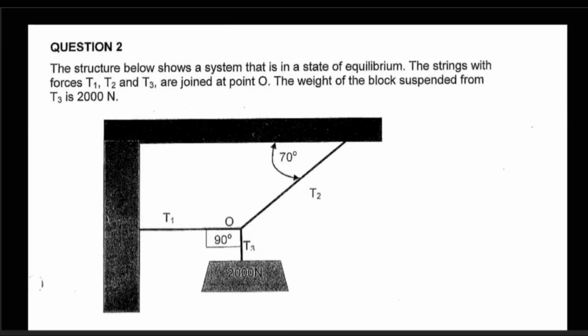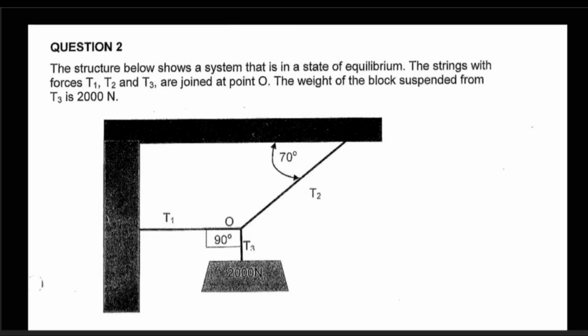Here we have question 2 that says the structure below shows a system that is in a state of equilibrium. The strings with the forces T1, T2, and T3 are joined at point O. The weight of the block suspended from T3 is 2000 newtons. Now, your main point here is O.